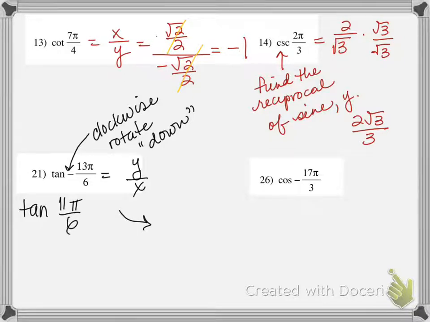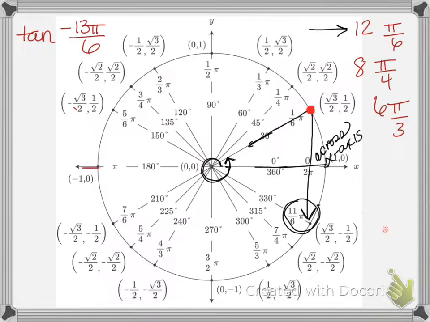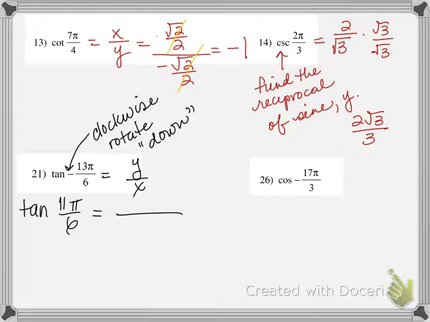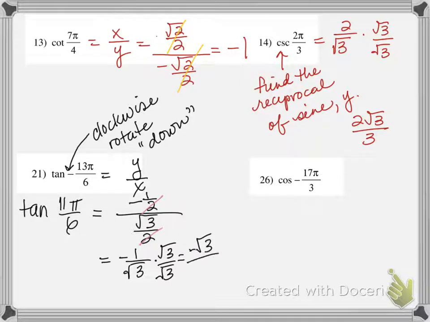And we know tangent means y over x. So my y was negative 1/2 and my x was square root of 3 over 2. I went in the wrong direction. So negative 1/2 and square root of 3 over 2. Here, our 2's are going to cancel out, and so we're left with negative 1 over square root of 3, which we know that we need to rationalize. So negative square root of 3 over 3.